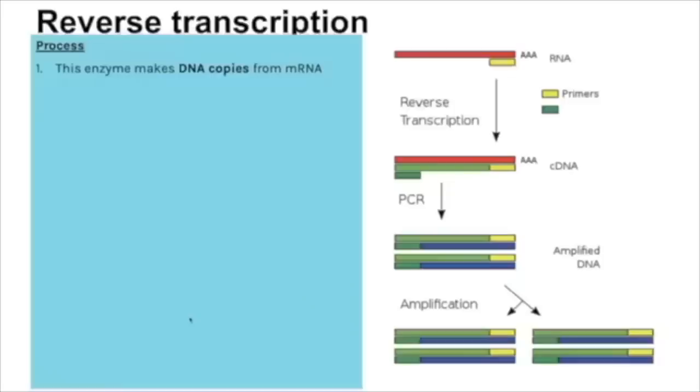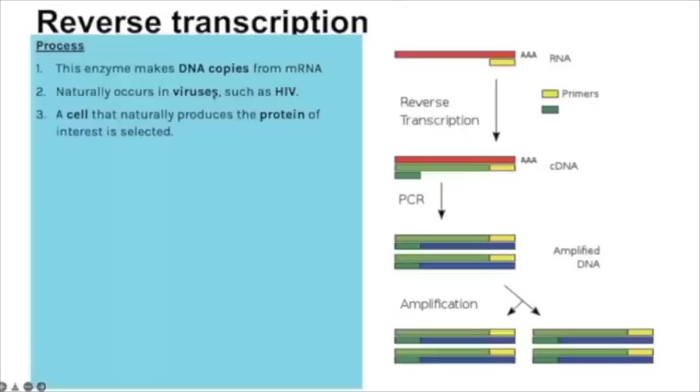So reverse transcription, as the name suggests, we are doing the opposite of transcription. So we're using an mRNA molecule to create a DNA copy. So the enzyme that is used is going to make copies of DNA from mRNA. And the enzyme is reverse transcriptase. And reverse transcriptase naturally occurs in viruses like HIV.